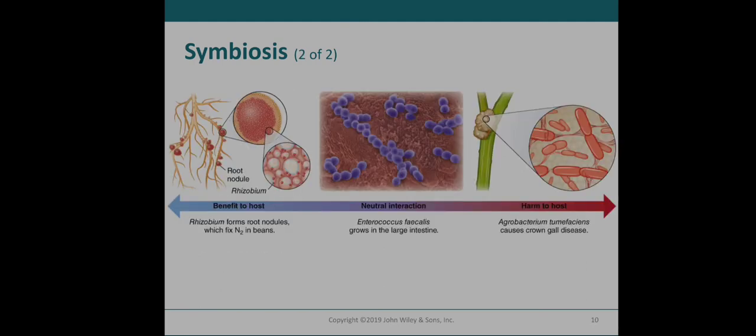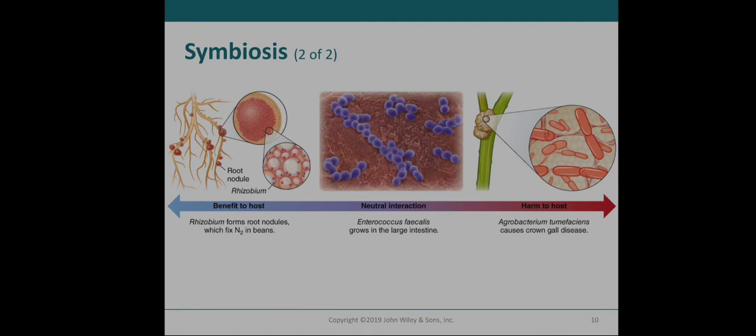So here you have the range of relationships that we can have. We have mutualism, where there's a mutual benefit. For example, the bacteria living in the root nodules of plants help in nitrogen fixation, and in doing so, help the plants acquire fixed nitrogen, nitrogen that can be used to produce biomolecules.